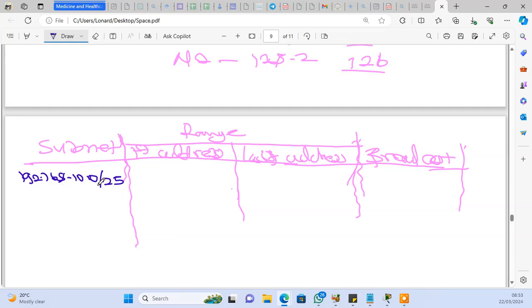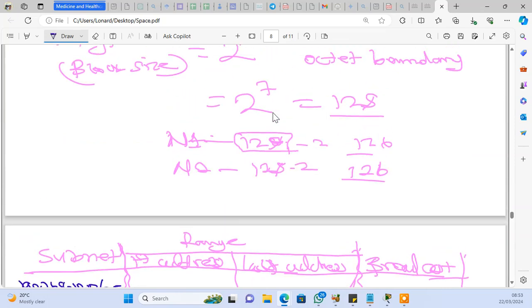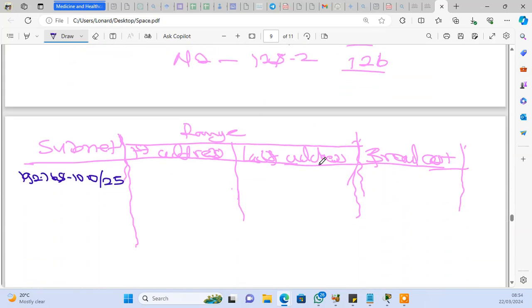So to get the other subnet, I will add my magic number. What's the magic number? Here is our magic number, which is 128. So if I add 128 here, automatically it's going to take me to 192.168.10.128.